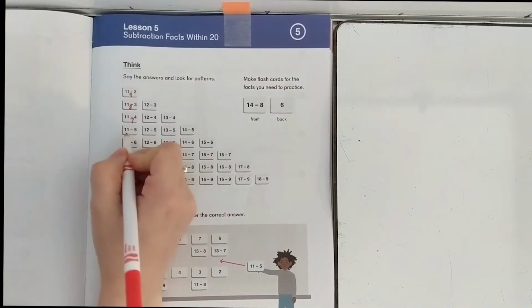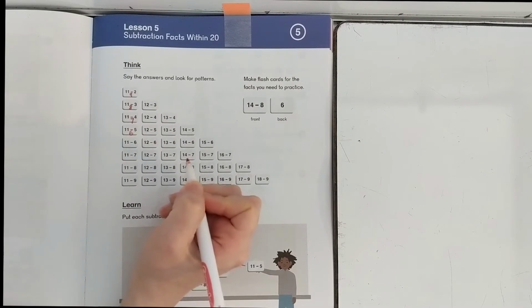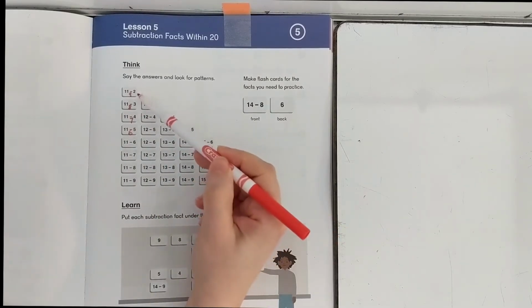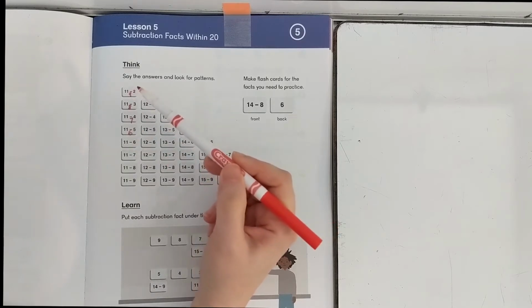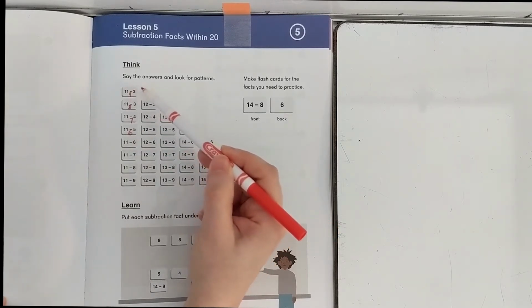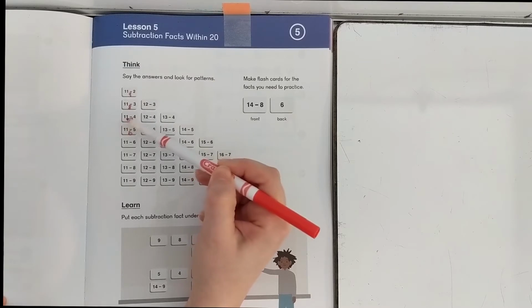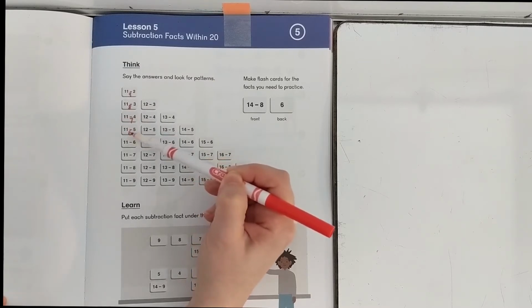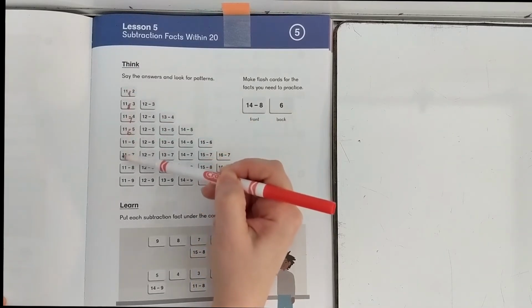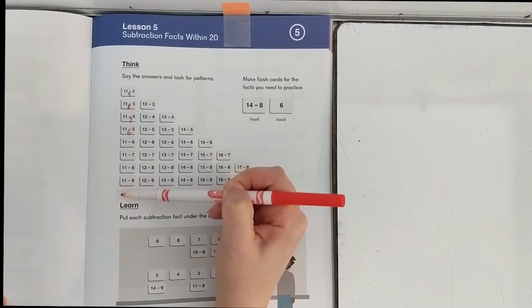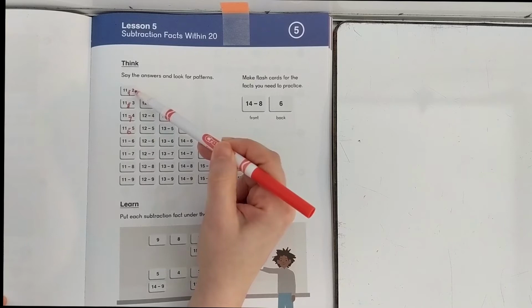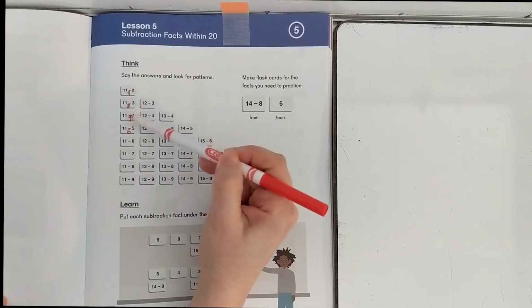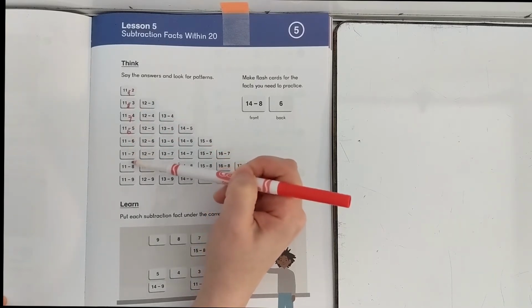Notice I have been using my counting back strategy, and I'm already looking and checking to see if I see any patterns. First of all, I'm noticing it says 11 minus 2, 11 minus 3, 11 minus 4, 11 minus 5. I am noticing that all of these numbers are 11. They're taking away from 11. And the numbers are getting bigger. They're taking away 2, then 3, then 4, then 5, then 6, then 7, then 8, then 9. They're all increasing by 1.